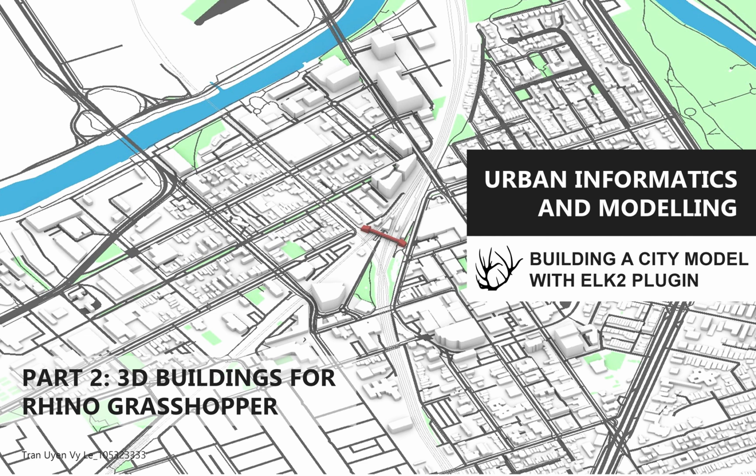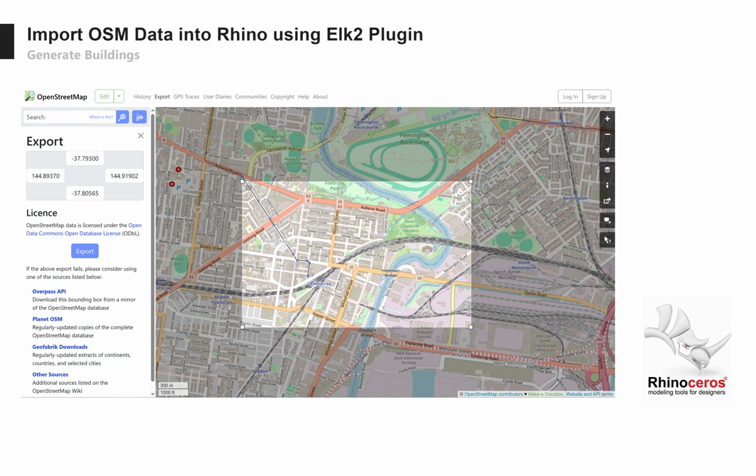Hi, welcome back. This is the tutorial on how to import OpenStreetMap data into Rhino using the Elk plugin. In this session, we will focus on how to create buildings on a city 3D model.